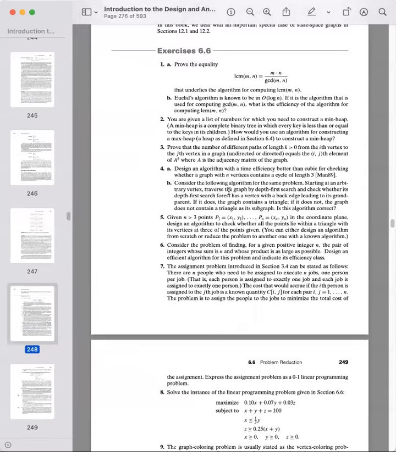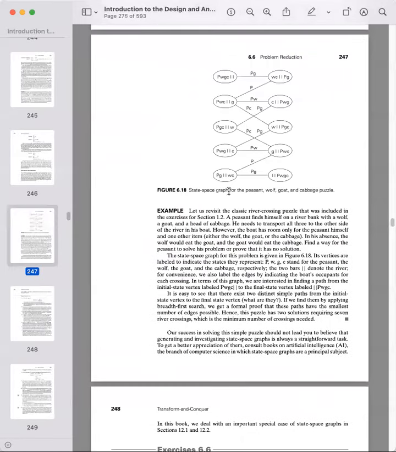So that's it for chapter 6. I'll probably put out the homework tomorrow, would be my guess. I assume you're still working on the last chapter's homework at this point.